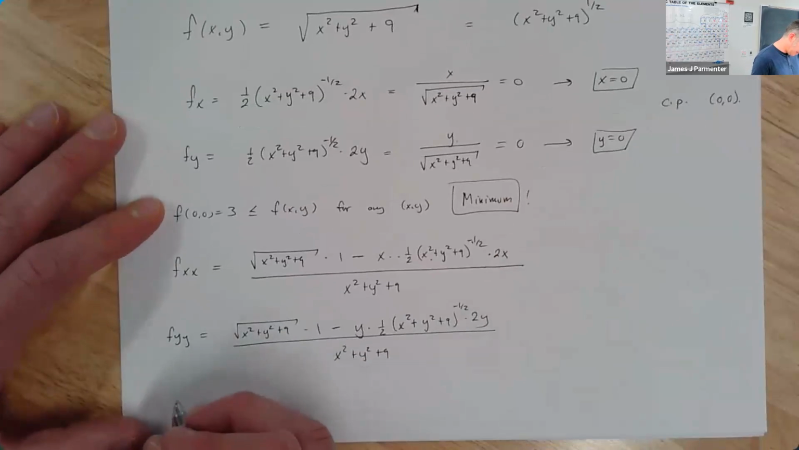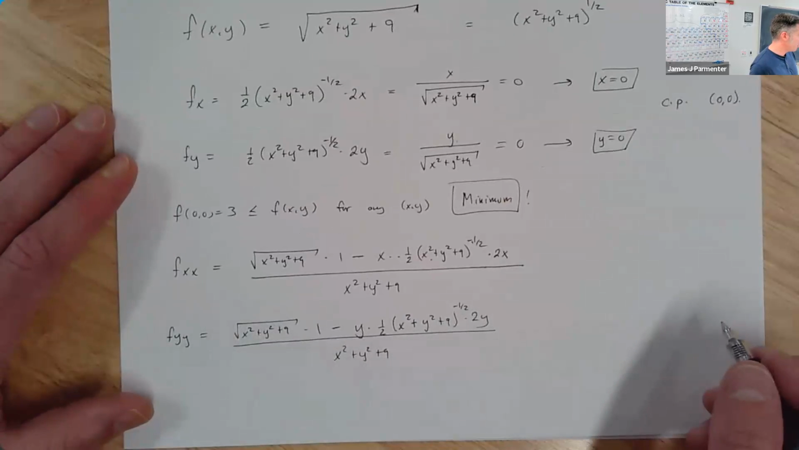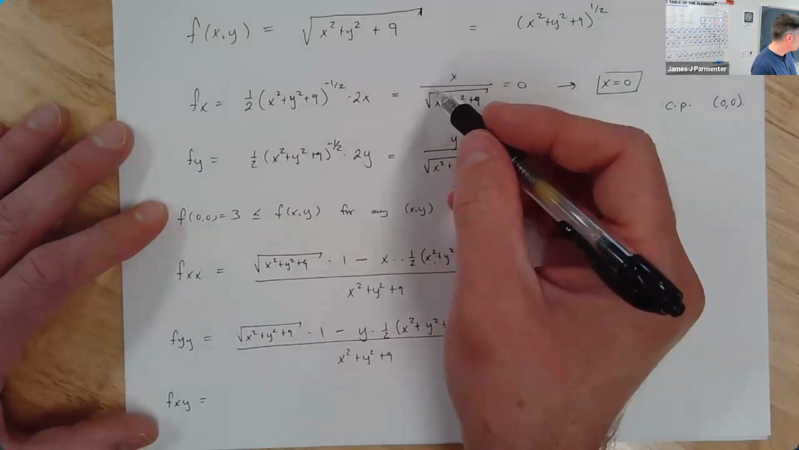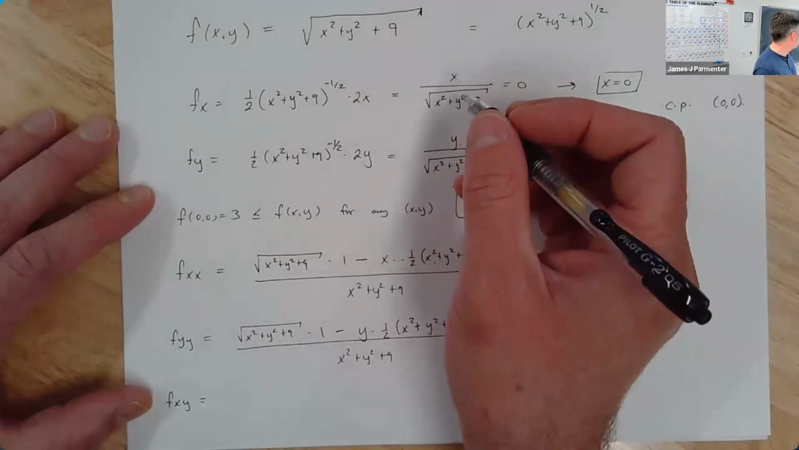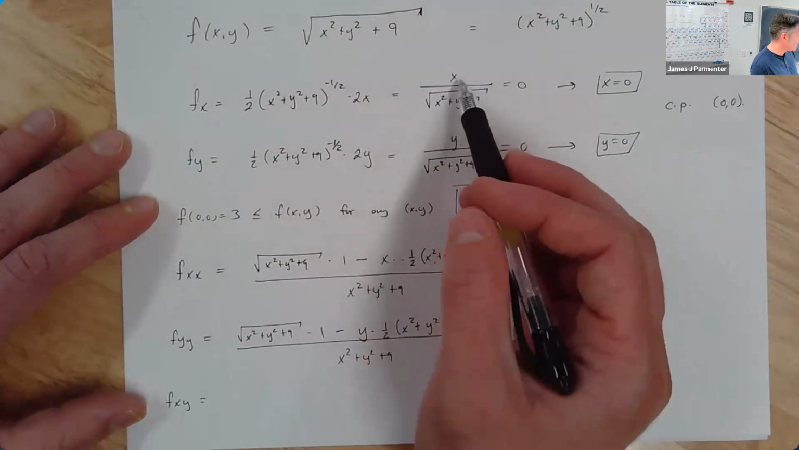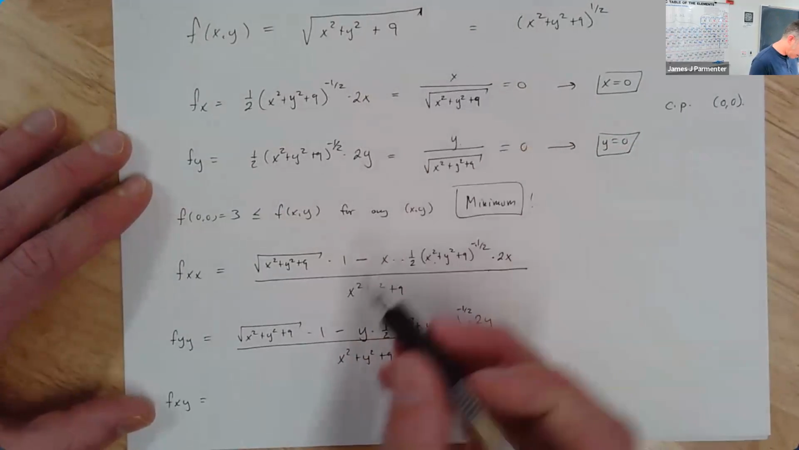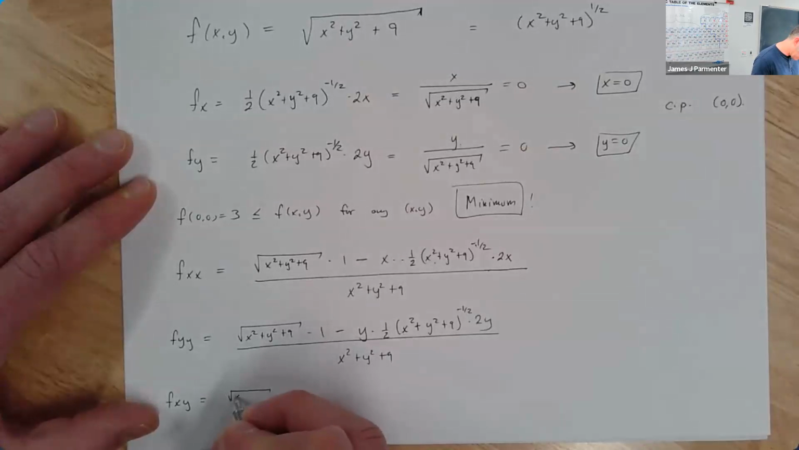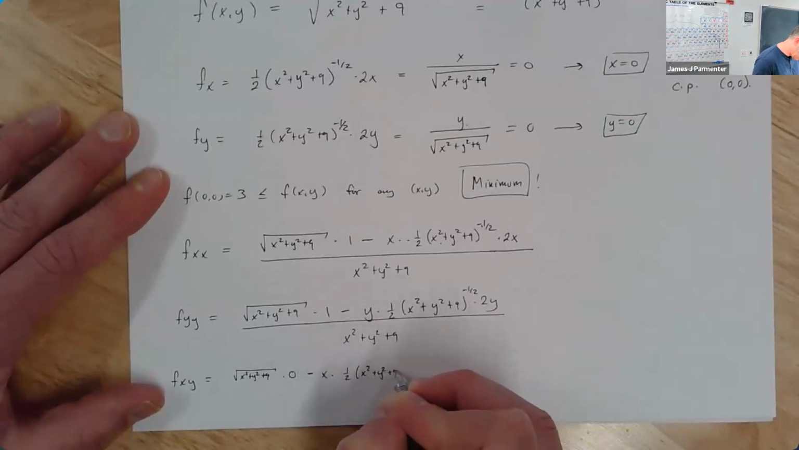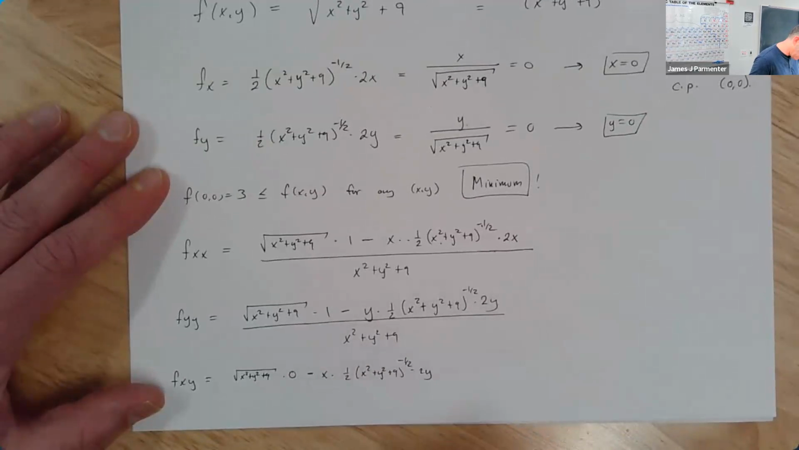And finally, I guess we should find fxy. Fxy is actually less terrible. So we're taking the derivative of fx with respect to y. Here you don't really have a quotient rule, because when you do the bottom times the derivative of the top, that's just 0, because the derivative of x is just 0 when I differentiate with respect to y. The bottom times the derivative of the top is going to be the square root of x squared plus y squared plus 9 times 0, minus the top times the derivative of the bottom, which is 1/2 times x squared plus y squared plus 9 to the negative 1/2 times 2y, all over the bottom squared.